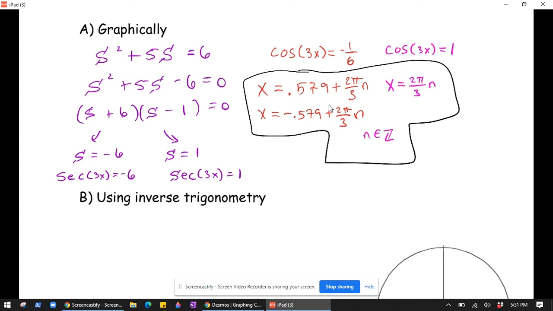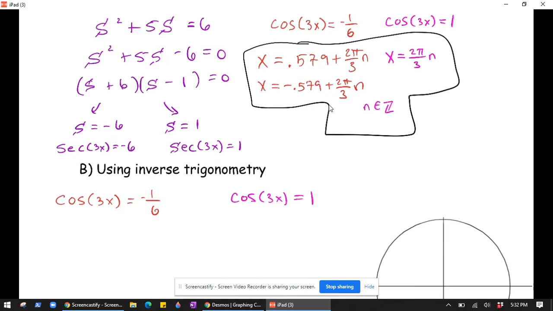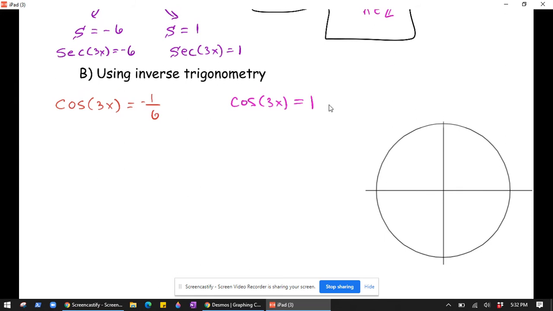So the factoring would be the same. Let's start with where we ended here. So basically, we want to deal with solving cosine of 3x equals negative a sixth, and we want to deal with solving cosine of 3x is equal to 1. Okay, so let's deal with the easy one.